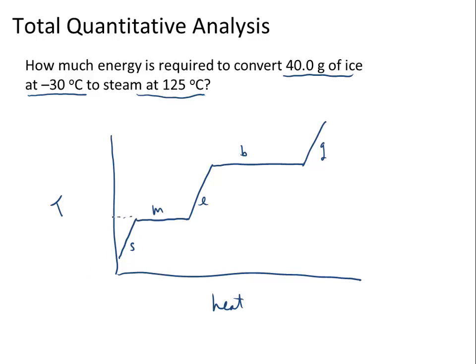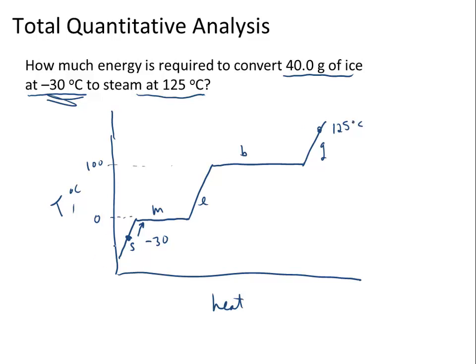So we know that for water, the melting point is 0, and the boiling point is 100. In this particular case, that's degrees Celsius. So we're starting at minus 30, down here. And so our first phase is to go from minus 30 to 0. We know we're ending at 125 degrees.